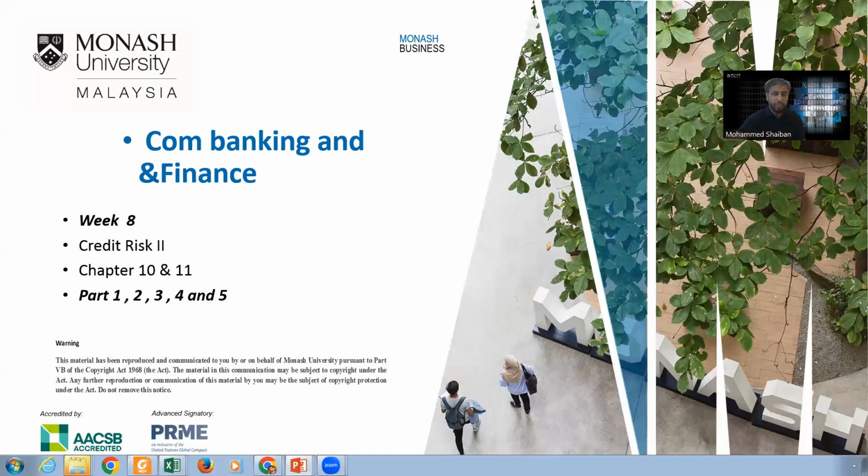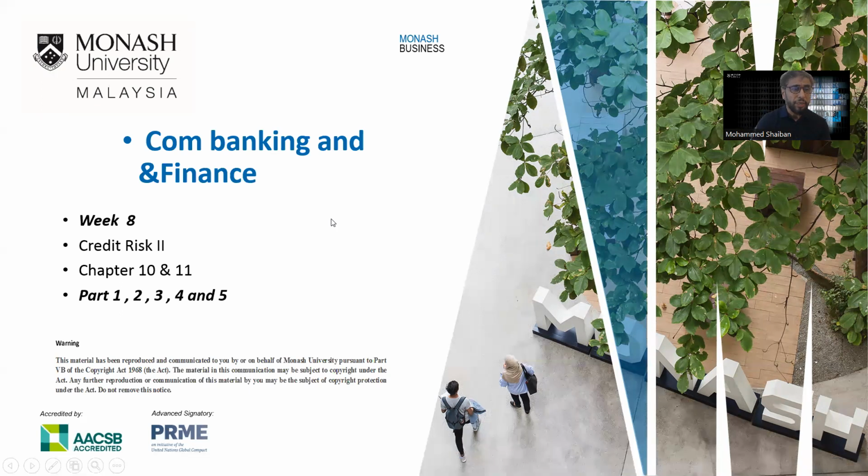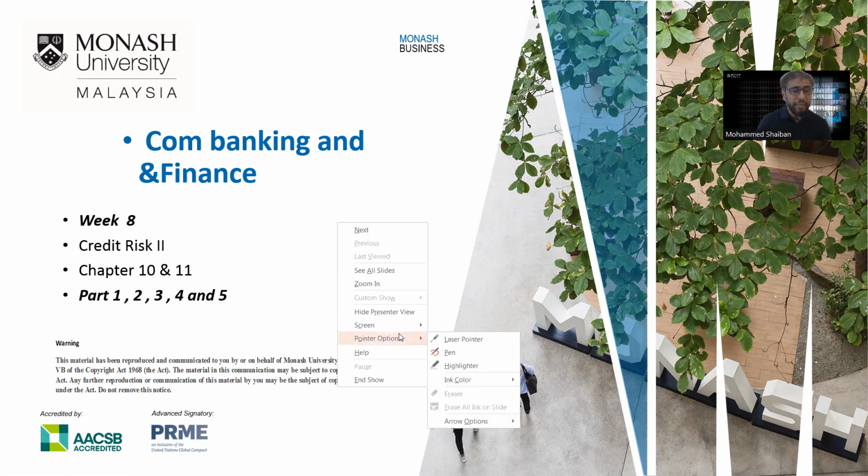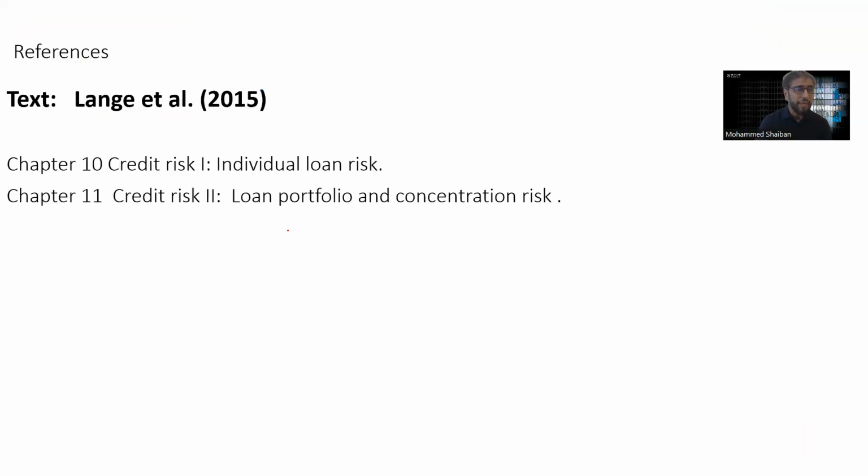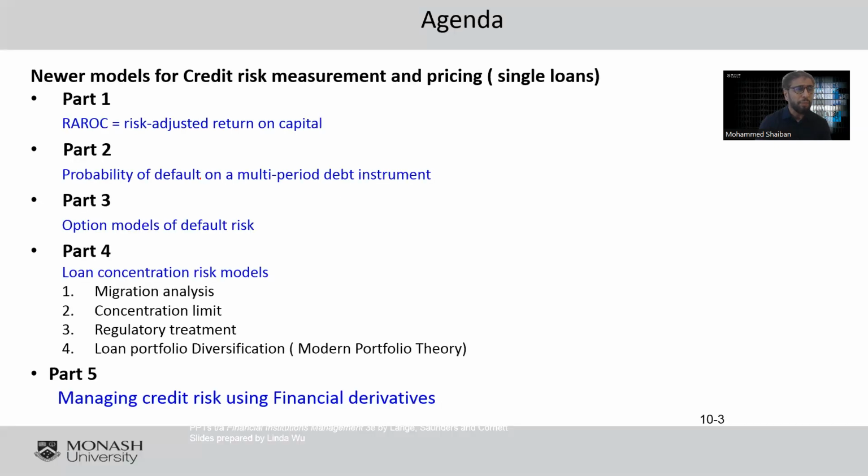So this is week 8, and as you can see, it has 5 parts. In these 5 parts, we will talk about all the models. If you are interested in reading the book, you can look at chapter 10, credit risk 1, and chapter 11, credit risk 2. This is how I planned it.